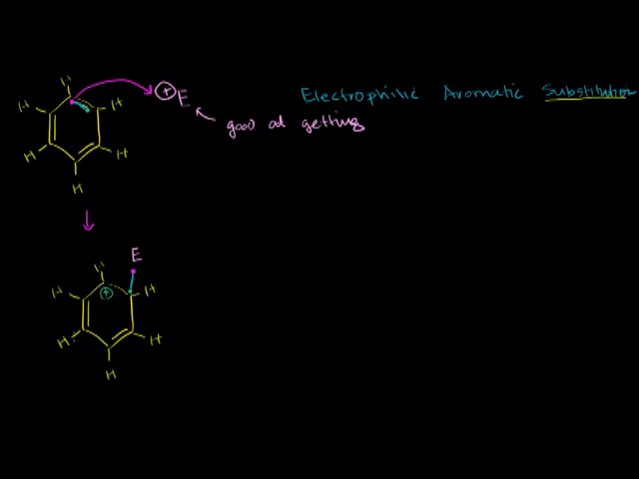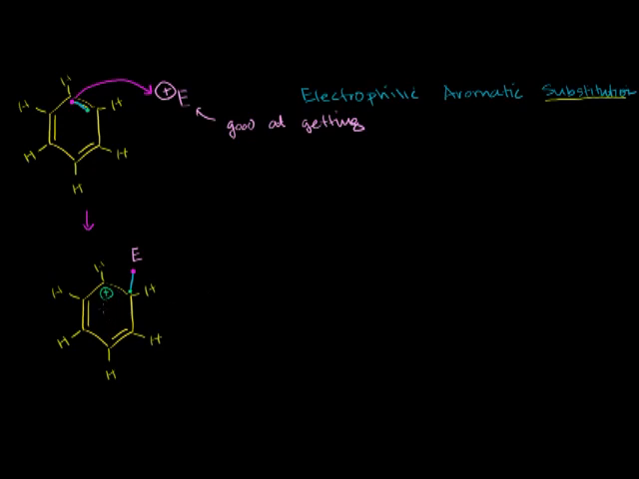Now, this is hard to do to a resonance stabilized molecule, to a benzene ring. So once again, and I'm being a little bit repetitive, this has to be a very good electrophile to do it. But once this is there, this is actually a relatively stable carbocation. The reason why is that it's only a secondary carbocation, but it's actually a resonance stabilized carbocation.